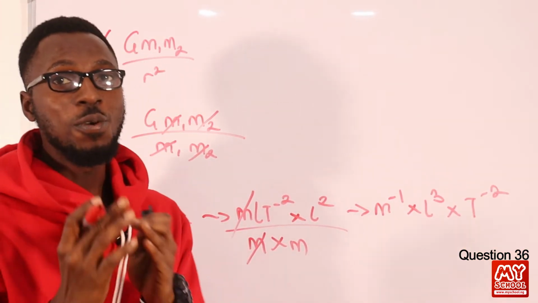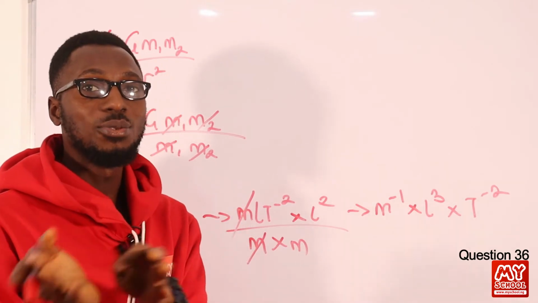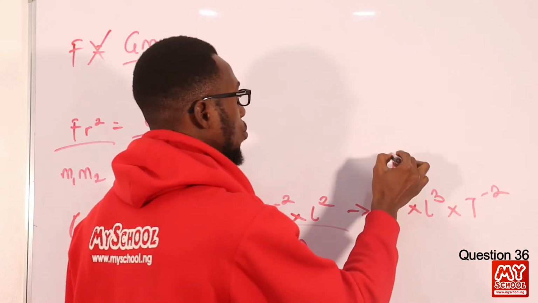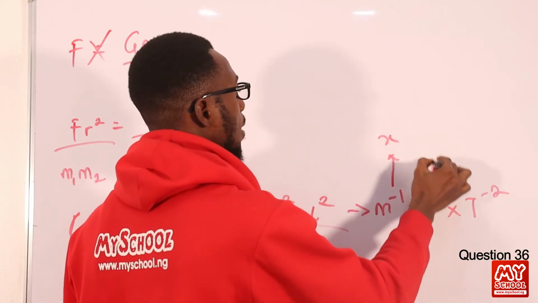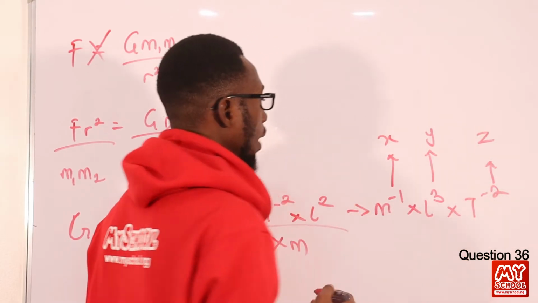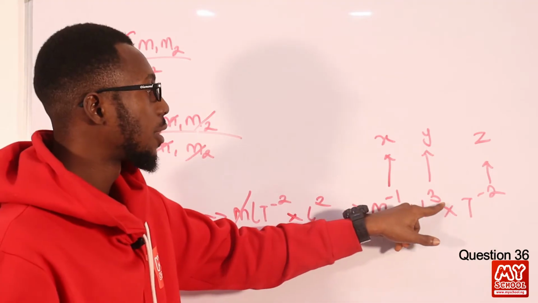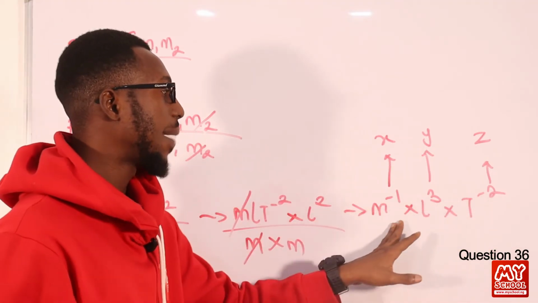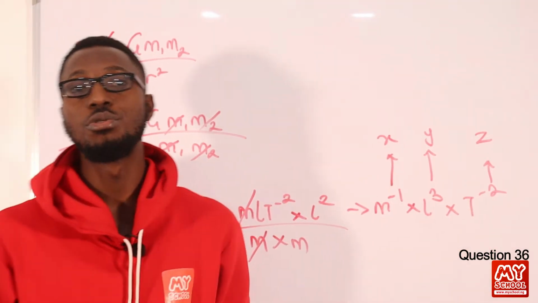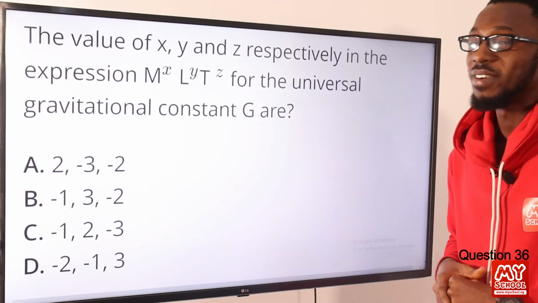So if we want to properly assign the letters to their values, this is X, this is Y, and this is Z. So that should be minus 1, 3, minus 2. Option B is the valid option.